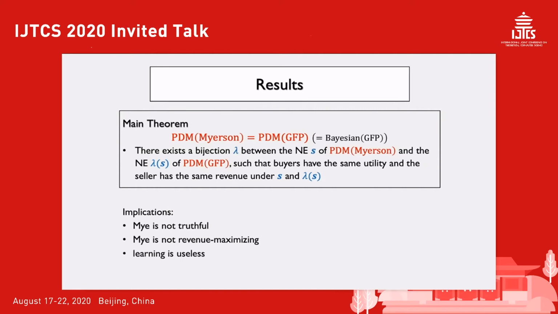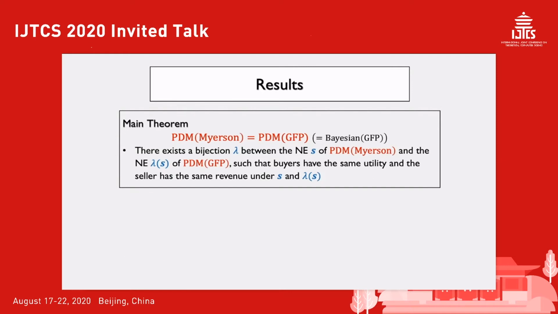We can see that in the PDM model, learning is useless for the seller. Even if the seller uses the bidding history of buyers to reconstruct their value distributions, the strategic behavior of buyers makes the revenue of the seller decrease to the revenue in the vanilla generalized first price auction. The generalized first price auction has allocation and payment rules that do not depend on prior distributions at all, so the seller doesn't need to learn the value distributions at all.